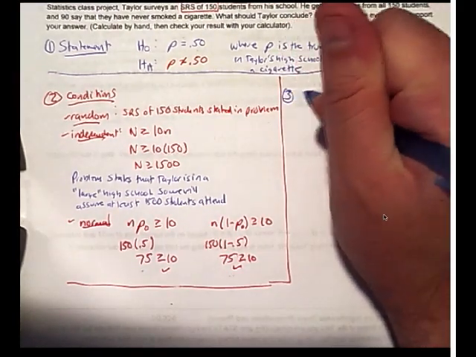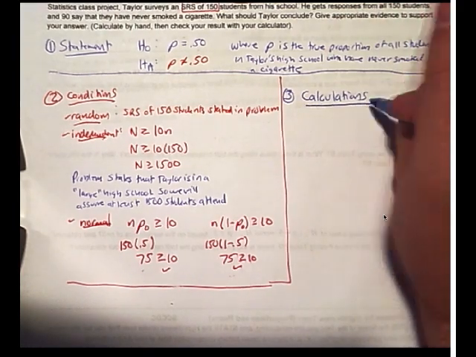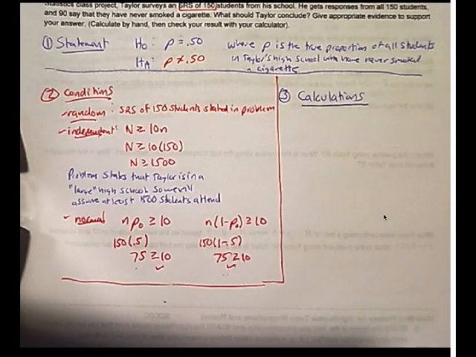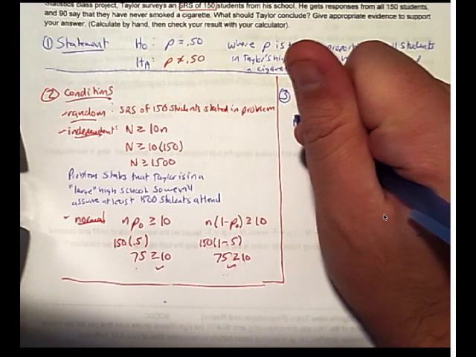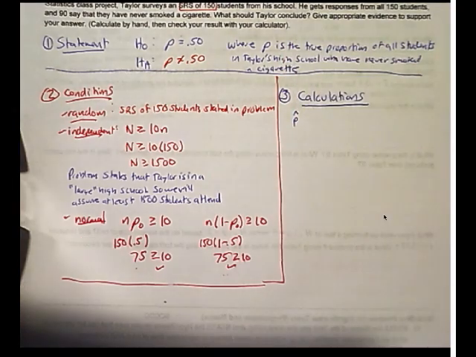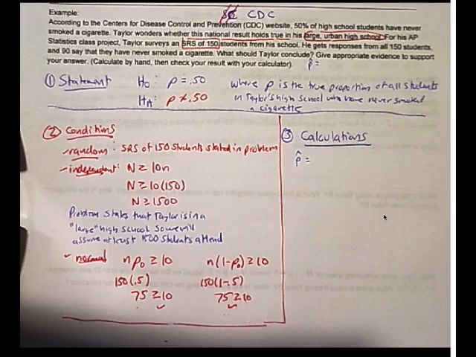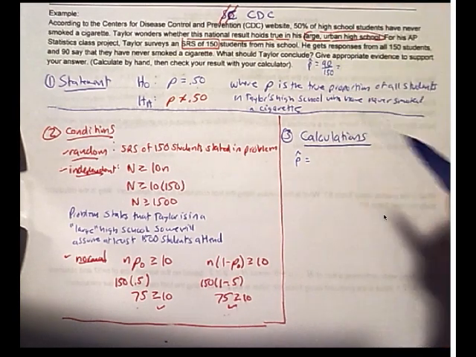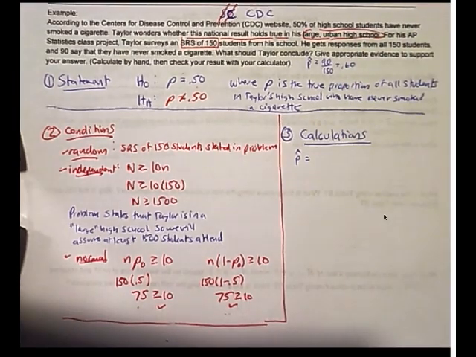Step 3 is going to be our calculations. So I'm going to get some key calculations here. All right. Before we can find our test statistic z, we need to figure out what p hat is. And if you did that before, that's fine. You could have done it up here. P hat, 90 have never smoked out of 150. 90 out of 150 would be 0.60. Okay.